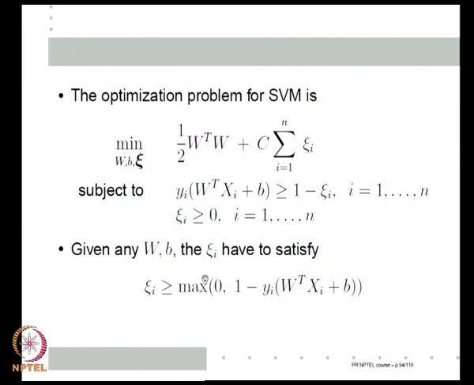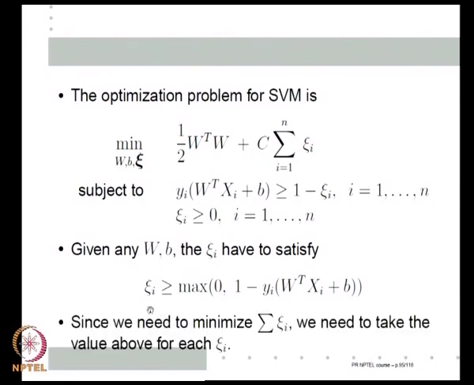So, xi_i can be anything greater than this. The best xi_i is to just simply choose this, because xi_i has to be greater than or equal to this, and I am minimizing the summation of xi_i. I just need to choose this as my xi_i. So, given a W and b, this is the best choice for xi_i, and once I know the best choice for xi_i, I can put it there. Once I put it there, I have used up the constraints now. So, I can just do an unconstrained optimization.